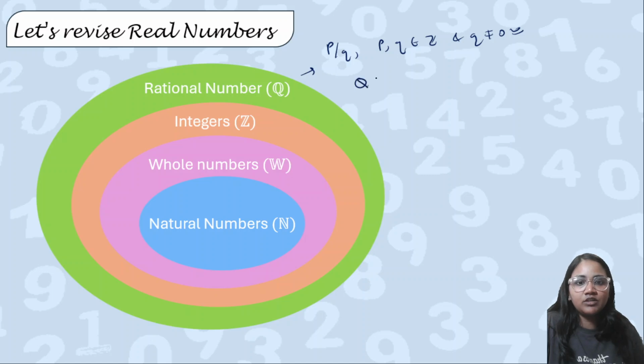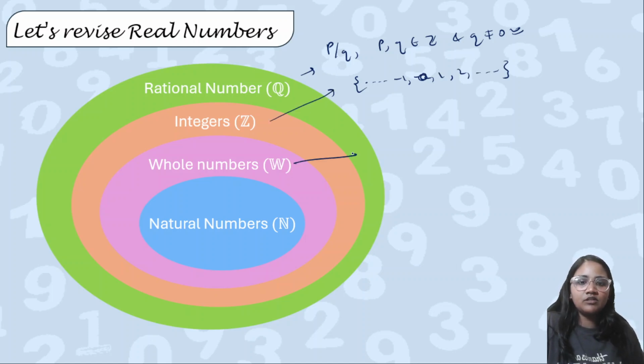So the rational numbers, if I write, so integers, what are integers? We know the negative natural numbers, -1, 0, 1, 2, and this entire set is integers, right?